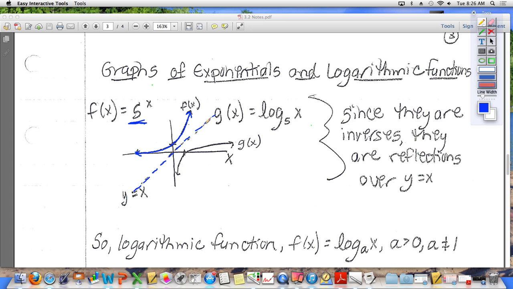Yes? Is f of x supposed to be touching the x-axis? It is not supposed to be. It's hard to draw those things so that they're not, but this is not supposed to be touching. What is this thing called right here? Horizontal asymptote. Yeah, so it never touches. This gets closer. There you go.